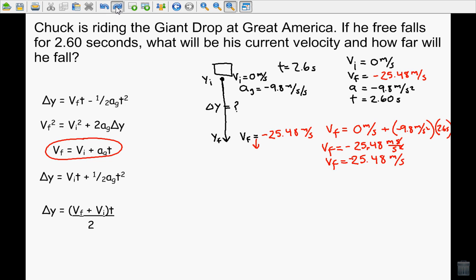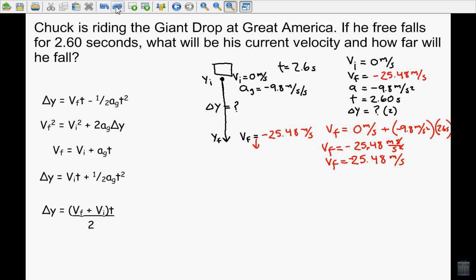Alright, so now that I've figured out what VF is, now I know 4 variables out of 5, and now I can uncover my second part of the problem, and now my goal is to find delta y. Now, I can choose any of the 5 equations on the left side here that include delta y with them, and I'm using the word delta y because we're talking about vertical displacement or vertical motion.